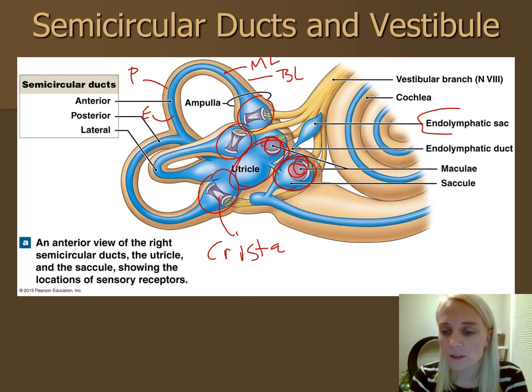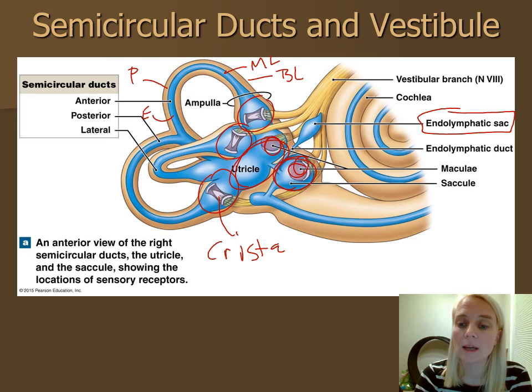I will mention here, since it's a close-up of this area, there's a structure called the endolymphatic sac, and this is kind of like the recycling center for the endolymph. So new endolymph comes in and old endolymph gets recycled. So it's like the recycling center for the fluid.